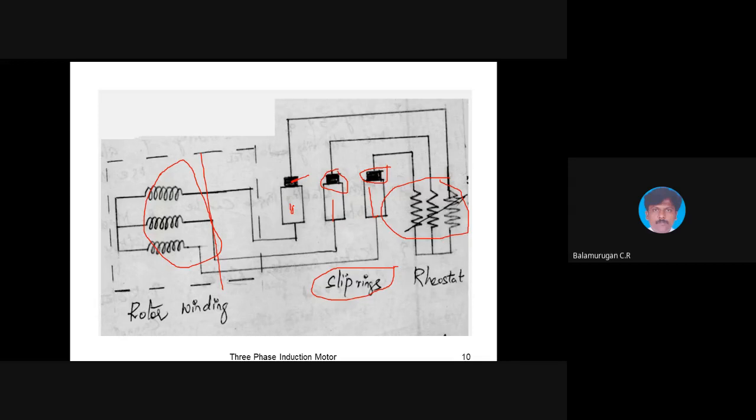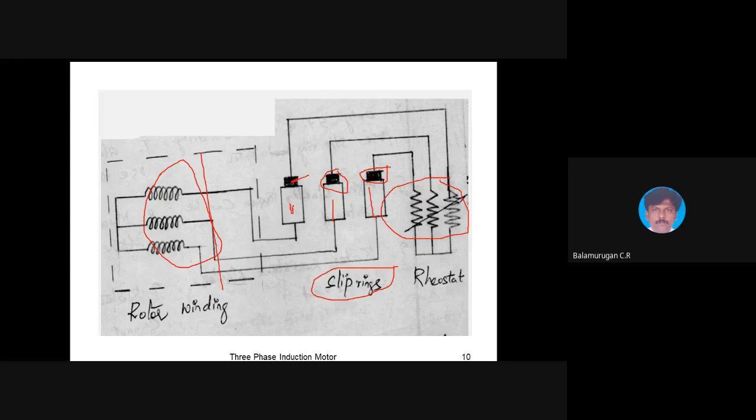In industry, we use mostly one type of induction motor, the squirrel cage induction motor. 95% of the induction motors used in industry are squirrel cage. Only 5% go for the slip ring induction motor. Why? Because the slip ring induction motor has a variable speed application. That's all. The remaining are all disadvantages only.